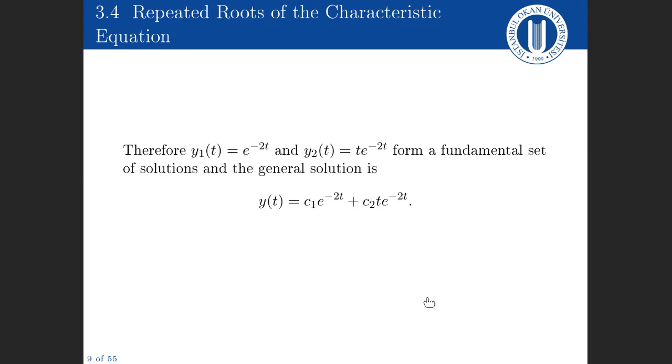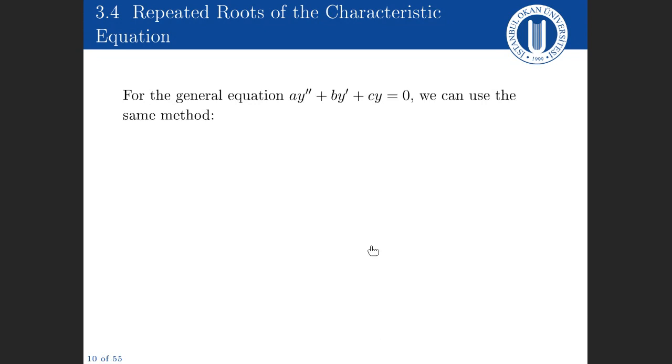Therefore, we have a fundamental set of solutions, and we can write down that the general solution is c1 e to the power minus 2t plus c2 t e to the power minus 2t. We can use the same method for the general equation ay double prime plus by prime plus cy is equal to 0.